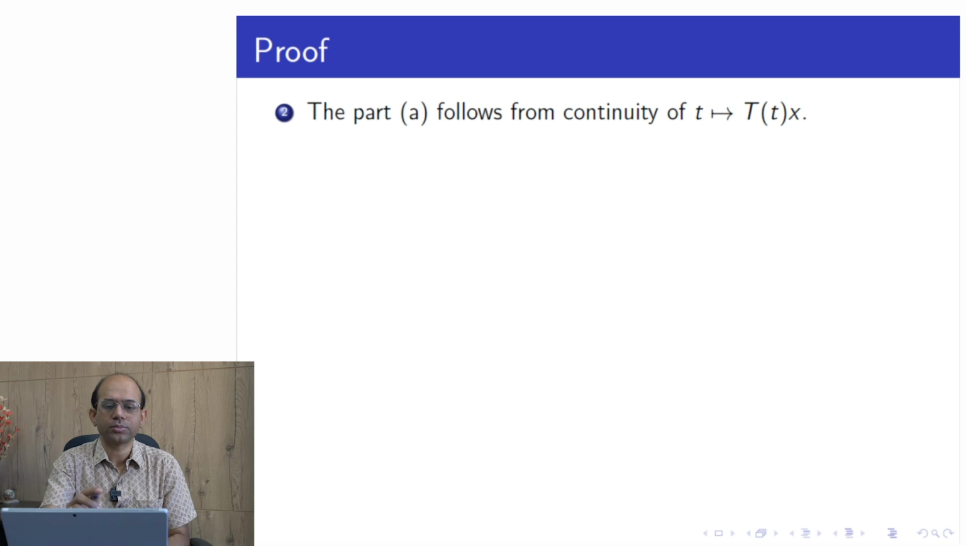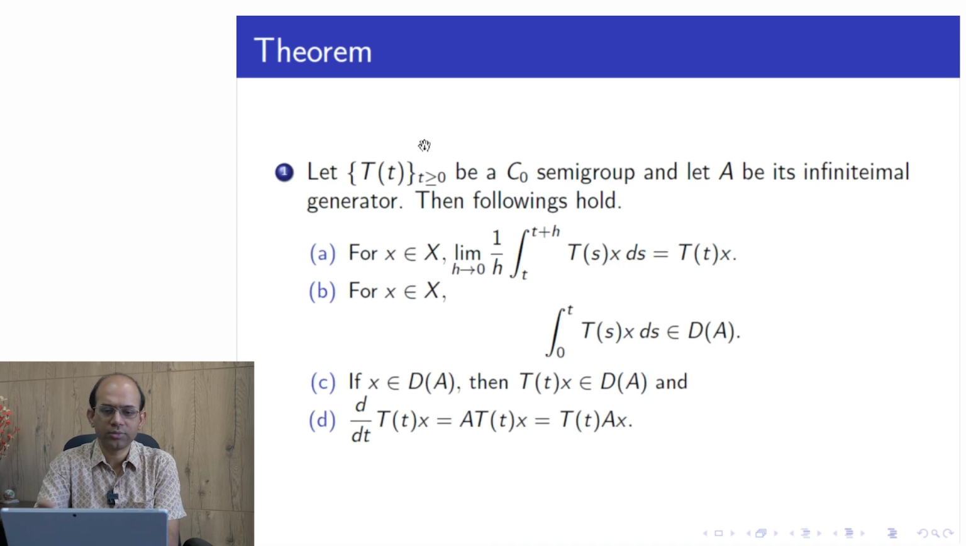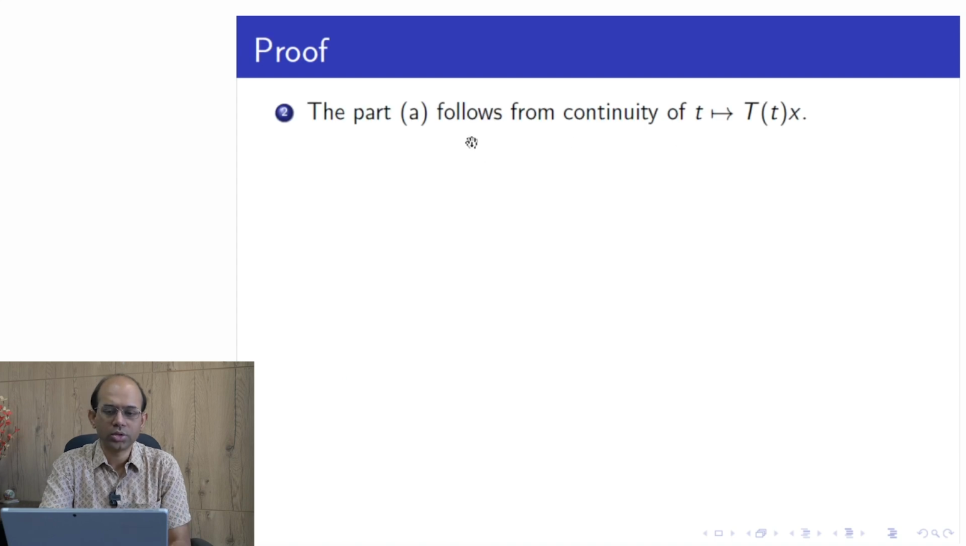Next, we start the proof. As I have earlier mentioned, part A is easy. This is trivial actually. It follows from the C0 semigroup property, because this is a continuous map. For any continuous map, this is true. So this follows from continuity of the map t to T(t)x.